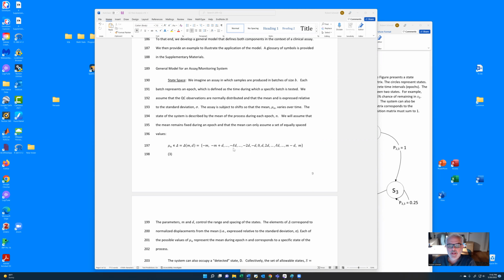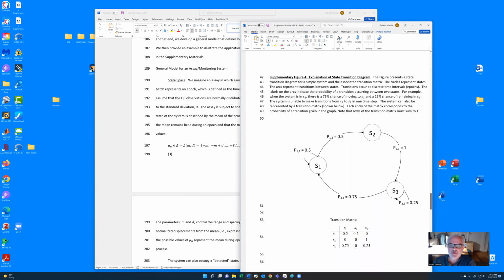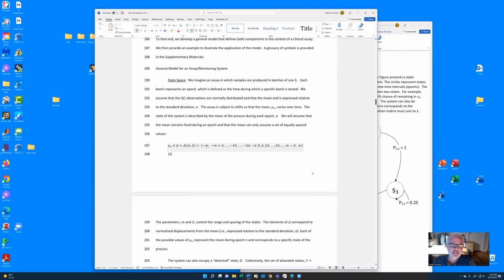Okay, so M is the range. So if M was 5, we would be looking at states that go between -5 standard deviations and +5 standard deviations in steps of D. So it's just a way of listing all these states. So, you know, if I had 60 states, I'd have 60 bubbles here. And say M was 3 and D was 0.1, I'd end up with 60 states that I'd need to put on a state transition diagram. So this is just a listing of all the states that can happen.